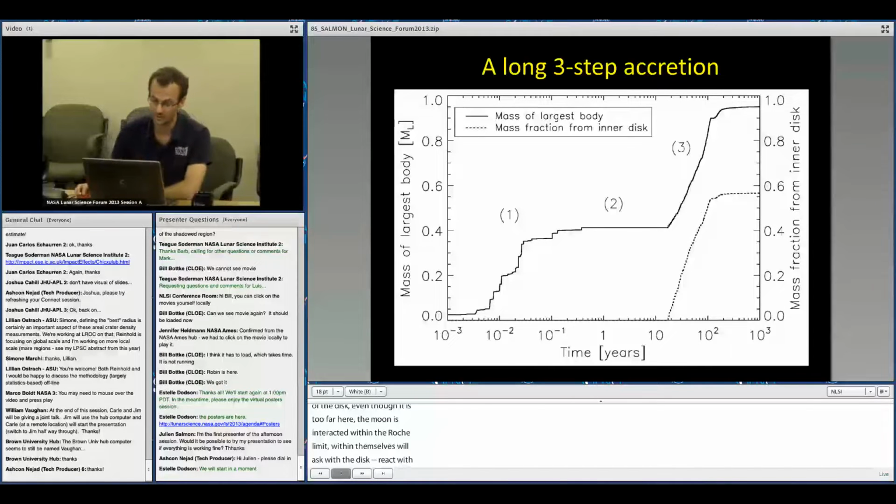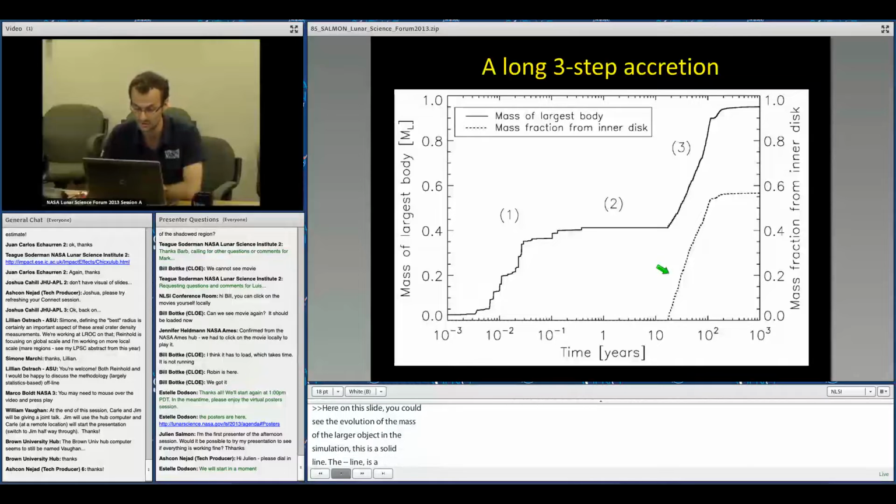So here on this graph, you can see the evolution of the mass of the largest object in our simulation. This is the solid line. The dashed line is the fraction of its mass that is composed of objects accreted from the Roche interior disk. So you can see here the three phases. In the first phase, you accrete only the material from the outer disk. A second phase where you need to wait for the inner disk to spread back to the Roche limit to start producing new objects that eventually continue the accretion of the moon, where you see here the fraction of inner disk material expanding toward about 60%.